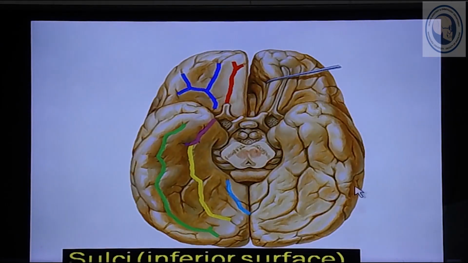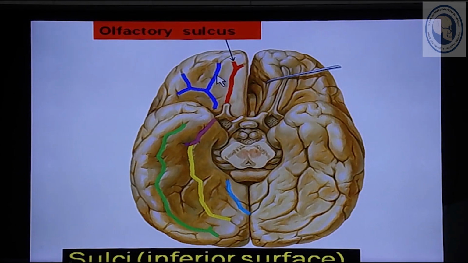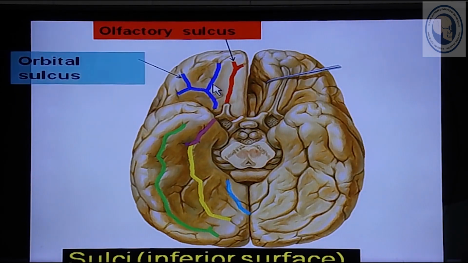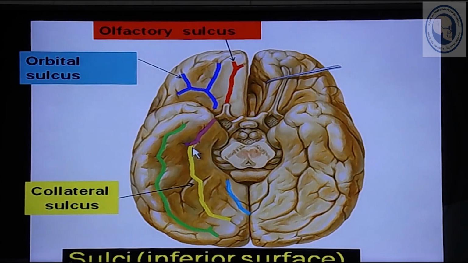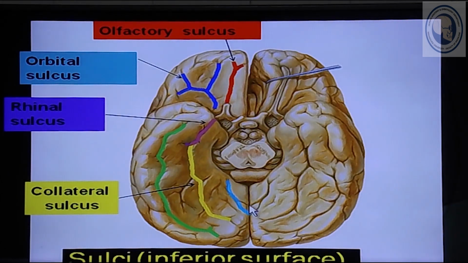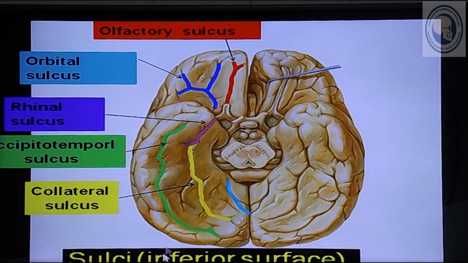What about the inferior surface? This is the orbital part, while this is the tentorial part. What about major sulci on the inferior surface? On the orbital part, we will find the olfactory sulcus, and lateral to it, the H-shaped orbital sulcus. On the tentorial surface, we will find the collateral sulcus, continuing anteriorly as the rhinal sulcus, and lateral to it, we will find the occipito-temporal sulcus.